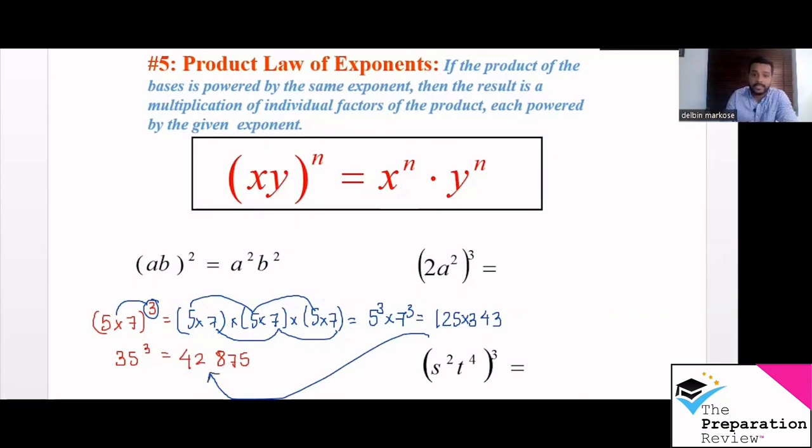So whenever it's addition, if it is like this, 5 plus 7, the whole cube, we cannot distribute it. Make sure that when it is addition, subtraction, we cannot generalize, we cannot do that. So it's not like 5 cube plus 7 cube.